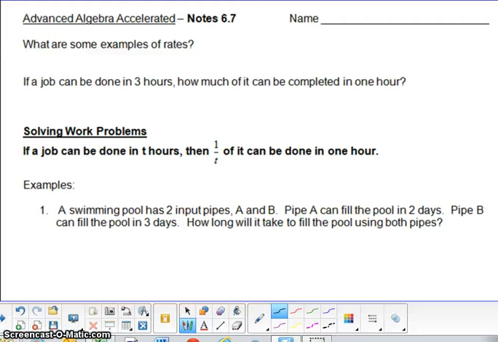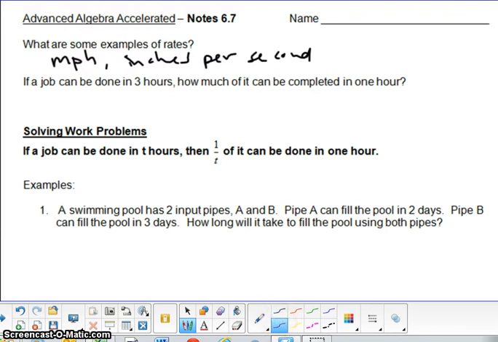Hi, this is Mrs. Slater, and today we're going to use rational expressions and rational equations to set up word problems. Before we begin, what are some examples of rates? Miles per hour would be one of them because it is comparing two different measurements. You have miles and you have hours, so any two that would compare. Inches per second would be another. And you can come up with lots of different ones for this.